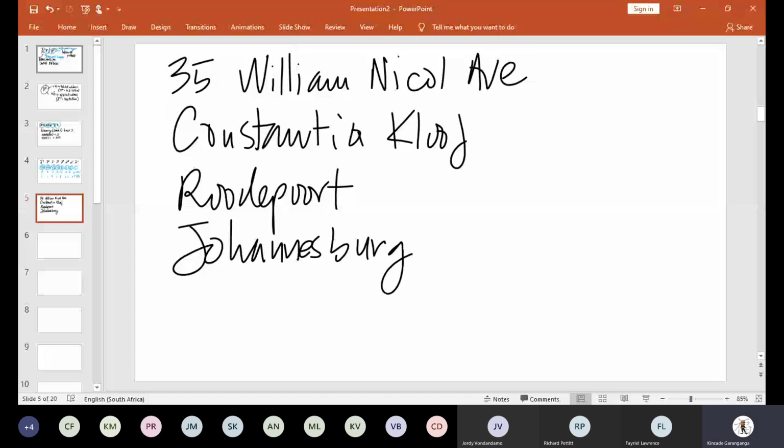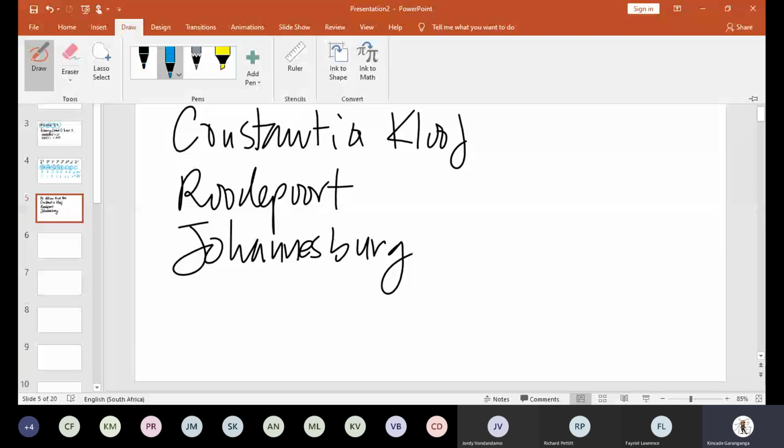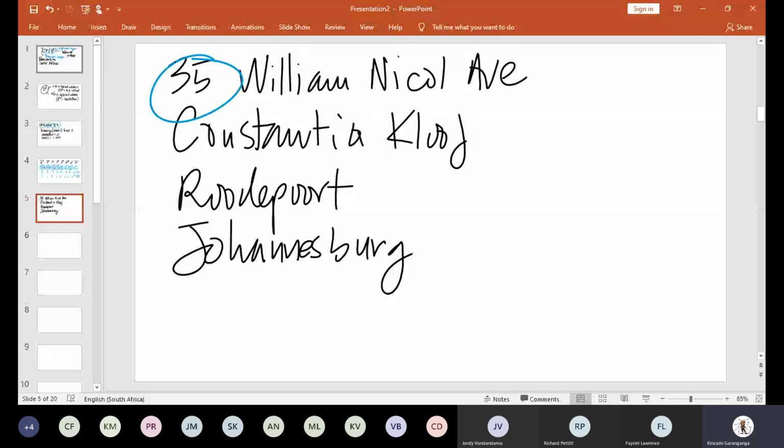This is a typical example of an address. And remember, as with every address, you've got distinctive portions, and each one of those portions identifies exactly what is happening as far as your environment is concerned. So if you look at what we've got on screen there, 35 represents the actual house number as far as your environment is concerned. Let's call this the house number.